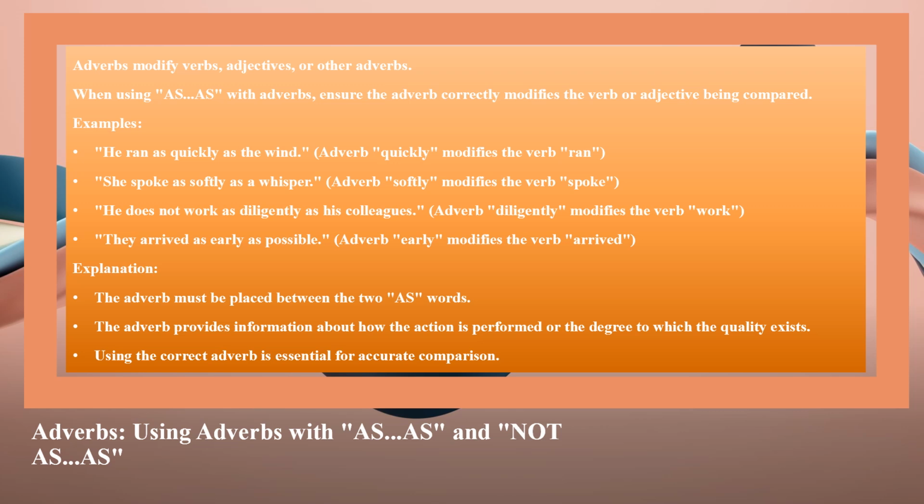Explanation. First, the adverbs must be placed between the two "as" words. 2. The adverb provides information about how the action is performed or the degree to which the quality exists. 3. Using the correct adverbs is essential for correct comparison.